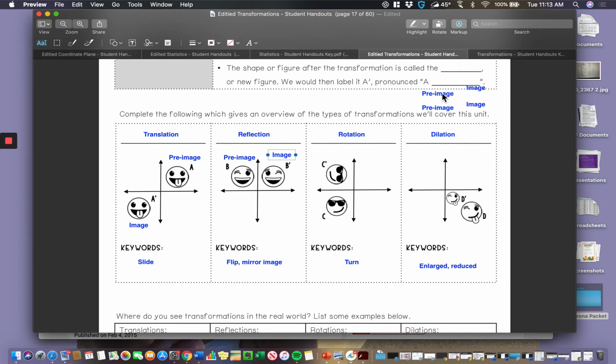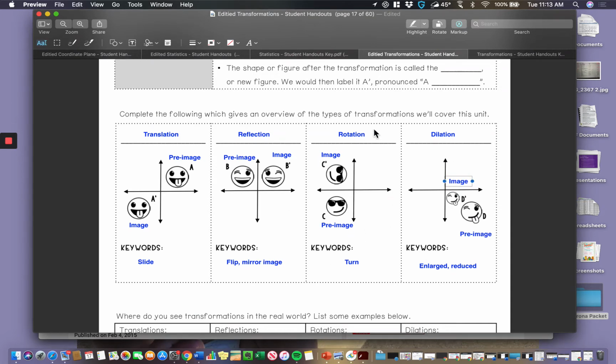So for this one right here, we're going to have our pre-image, which is the one without the apostrophe, and my image is the one with the apostrophe. And for down here, my pre-image is the one, again, without the apostrophe, and my image is the one with the apostrophe. So there you go. There's the bottom of your page.